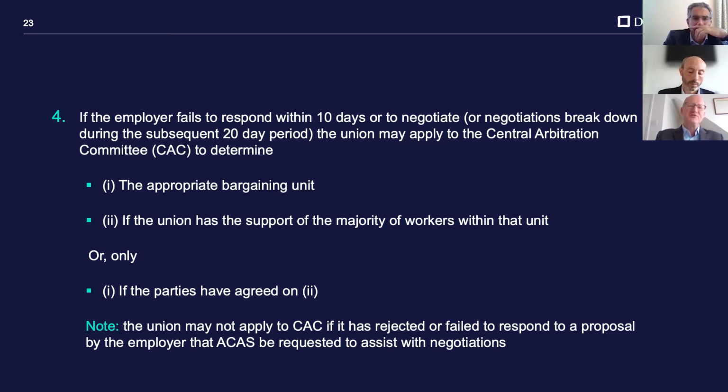If the employer fails to respond to the request at all within 10 days, or to negotiate, or negotiations break down in the next 20 days, the union may apply to the Central Arbitration Committee, CAC, to determine the appropriate bargaining unit, and if the union has the support of the majority of workers within that unit, or if the parties have agreed that the union does have the support on the appropriate bargaining unit. Note, the union may not apply to the CAC if it has rejected or failed to respond to a proposal from the employer that ACAS be requested to assist with negotiations, which is why I say the employer should use ACAS, because it slows the process down, gives you more time to think and more time to negotiate with the union.